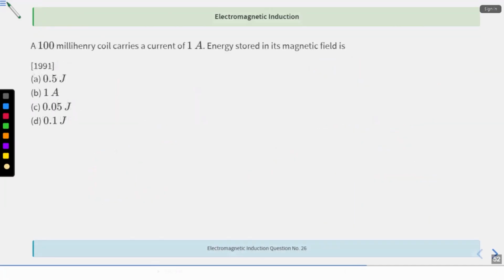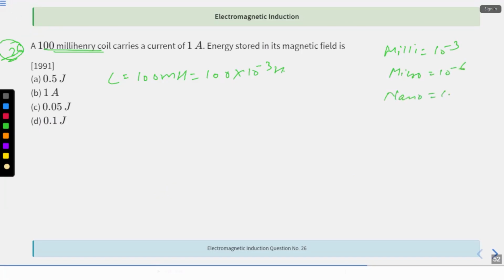So moving ahead with question number 26. A 100 millihenry coil. So inductance is given to us as 100 millihenry, which is 100 into 10 power minus 3 henries. I hope you know that milli is 10 power minus 3, micro is 10 power minus 6, and nano is 10 power minus 9. These are basic conventions, and you should remember these three at least. There is a current of 1 ampere, so I is given to us as 1 ampere. Energy stored in the magnetic field.